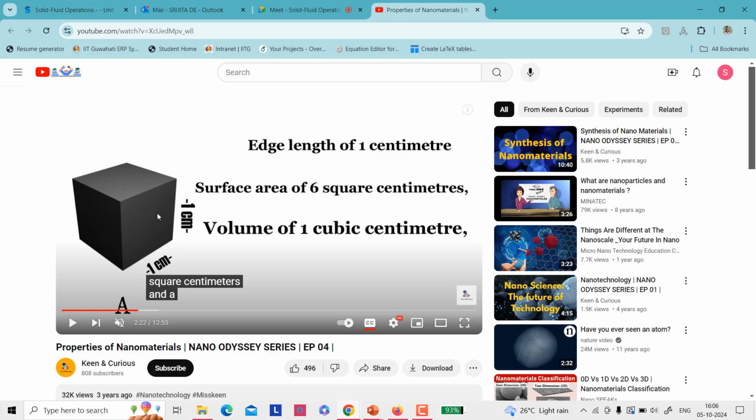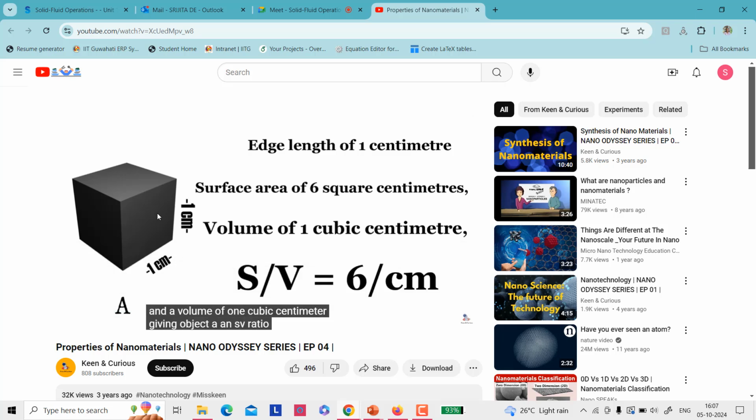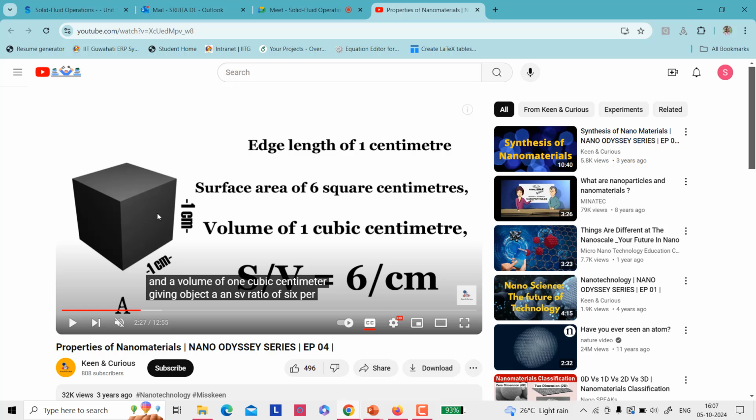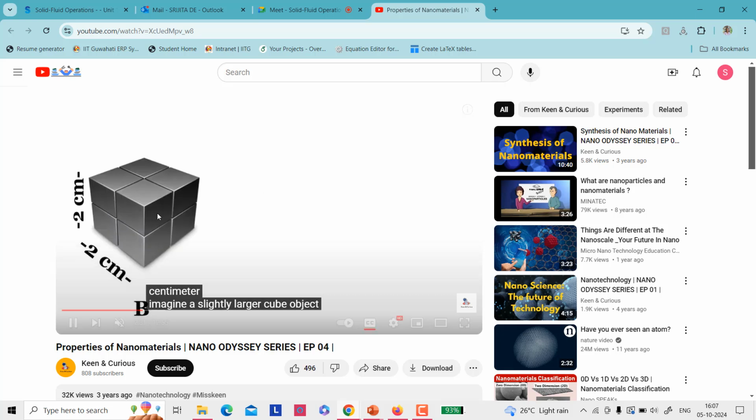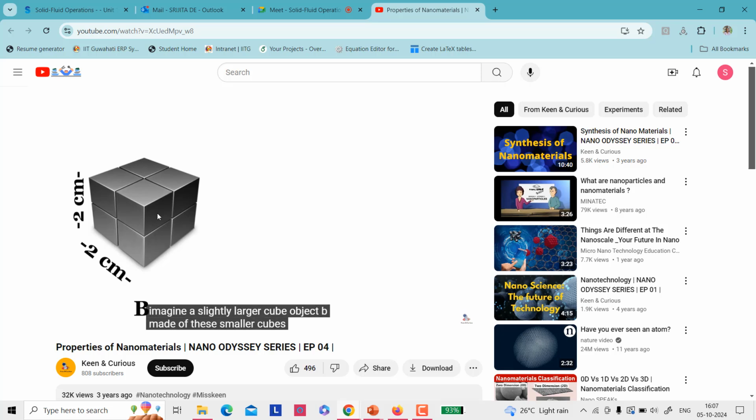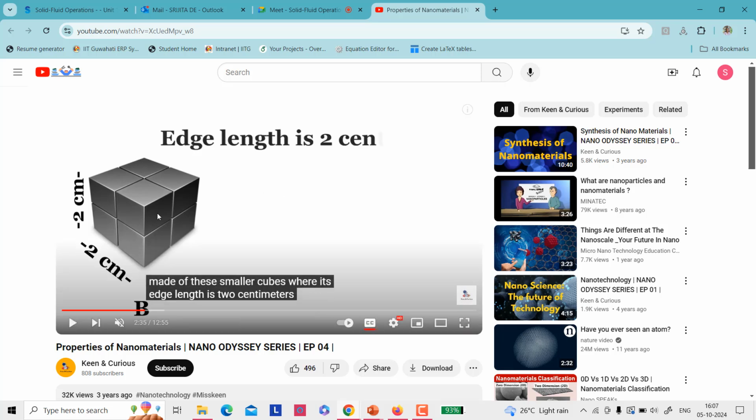And a volume of 1 cubic centimeter, giving object A a surface to volume ratio of 6 per centimeter. Imagine a slightly larger cube object B made of the smaller cubes where its edge length is 2 centimeters. This means a surface area of 24 square centimeters and a volume of 8 cubic centimeters, giving object B a surface to volume ratio of 3 per centimeter.